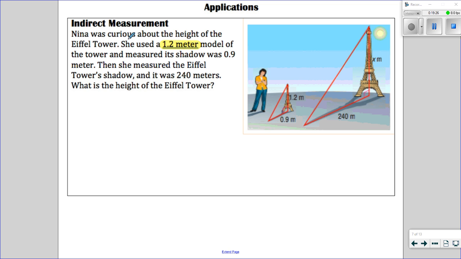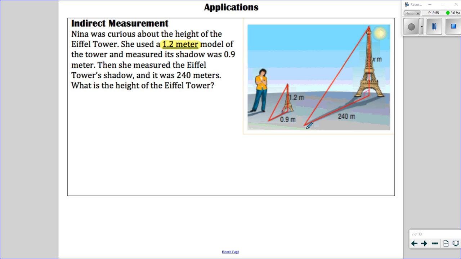Alright, so it says Nina was curious about the height of the Eiffel Tower. She used a 1.2 meter model of the tower and measured its shadow, which was 0.9 meter. Then she measured the Eiffel Tower's shadow. It was 240 meters. What is the height of the tower? Alright, so she's got her model here. And then she's got the real actual tower there, and everything's set up.